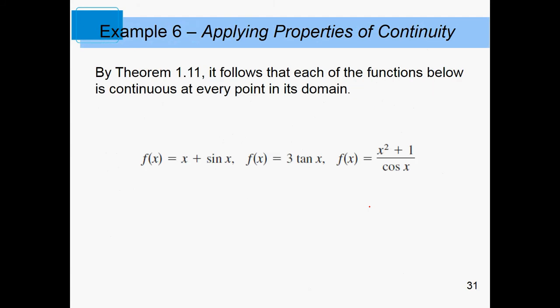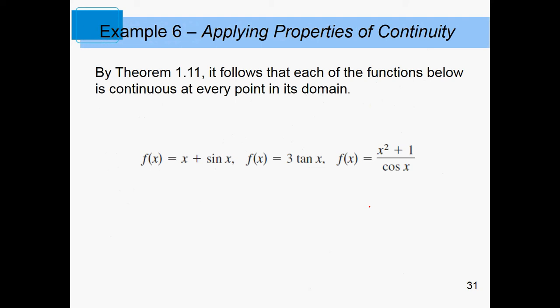x plus sine x, 3 times the tangent of x, x squared plus 1 over cosine x. These are all examples of how we can combine the functions we already know and make new functions that we also know are continuous on their domain. You got to throw that in there.